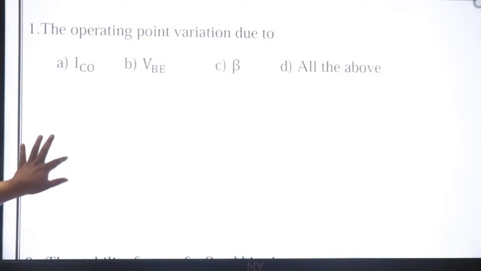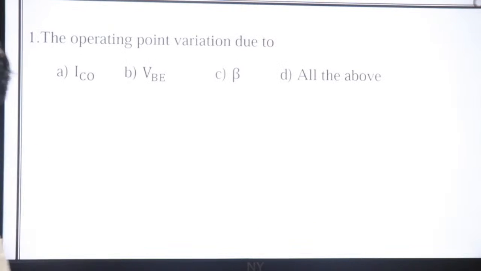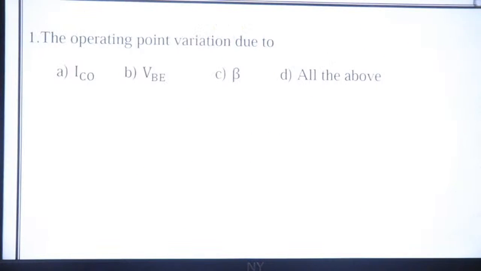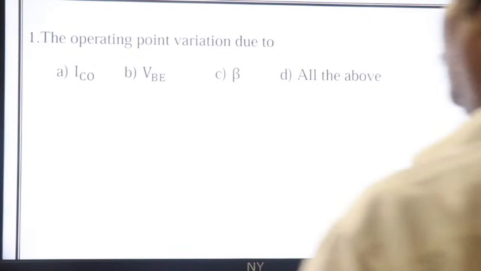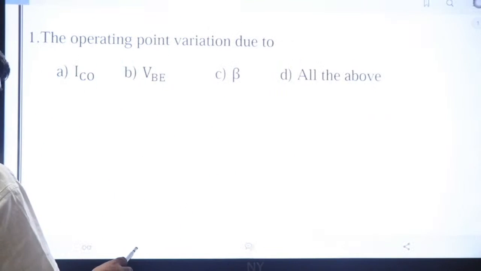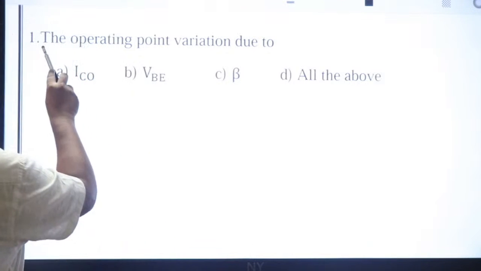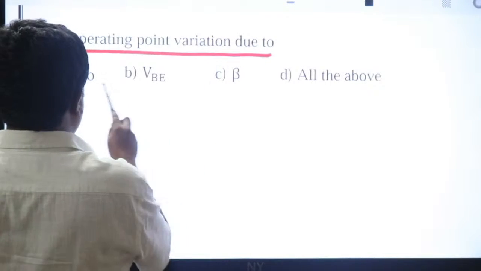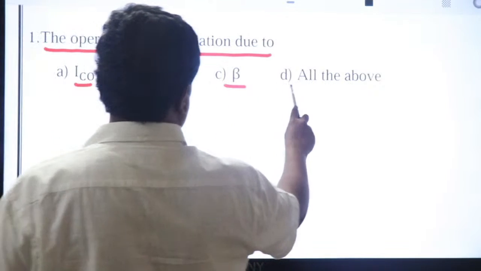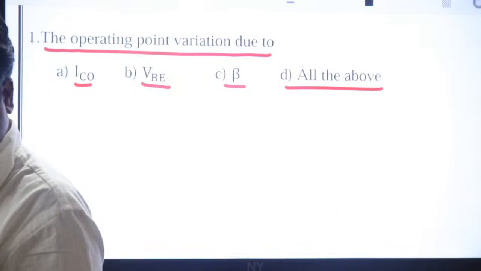See here, the question given is: the operating point variations. The operating point variations are due to IC0, VBE, beta, all the above. What is the correct answer for this?